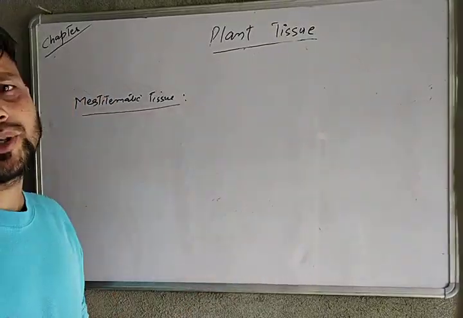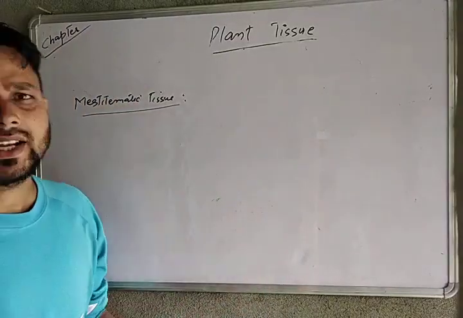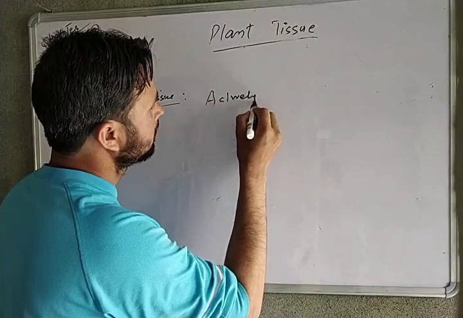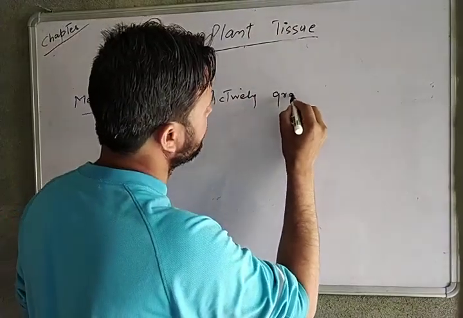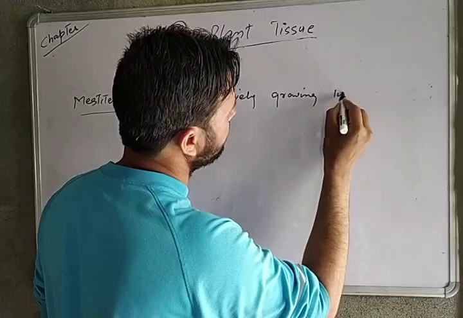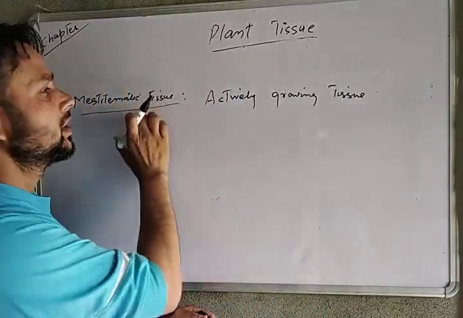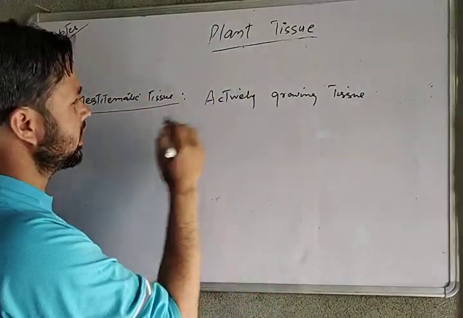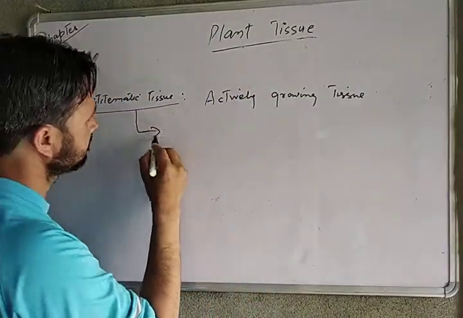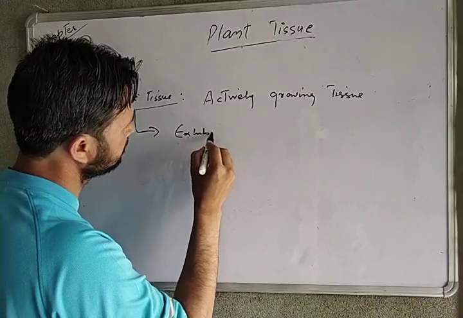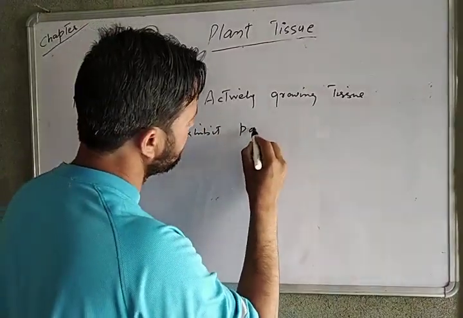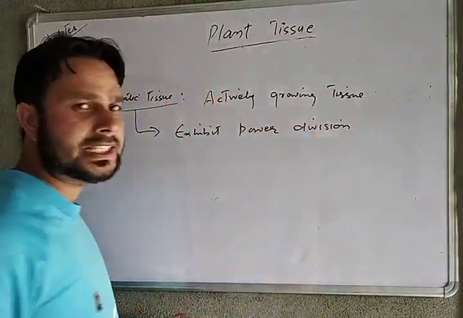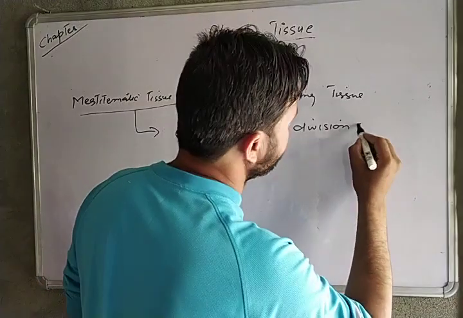What is this meristematic tissue? This meristematic tissue is actively growing tissue. That means this tissue exhibits the power of division. It exhibits the power of division and differentiation.